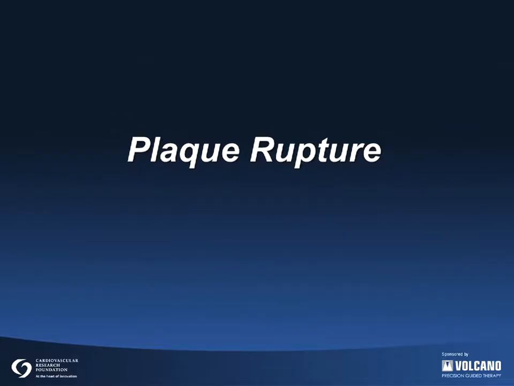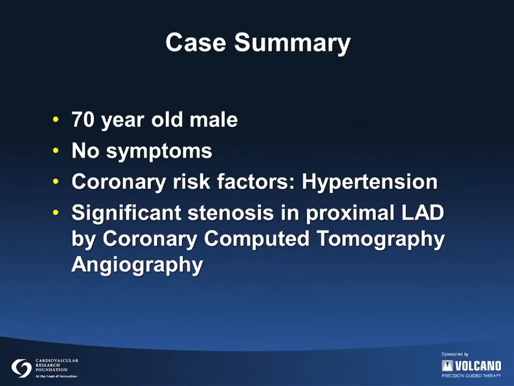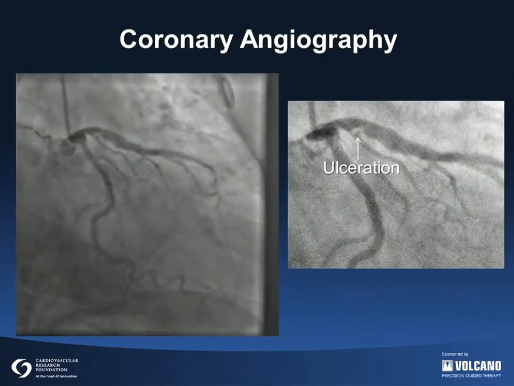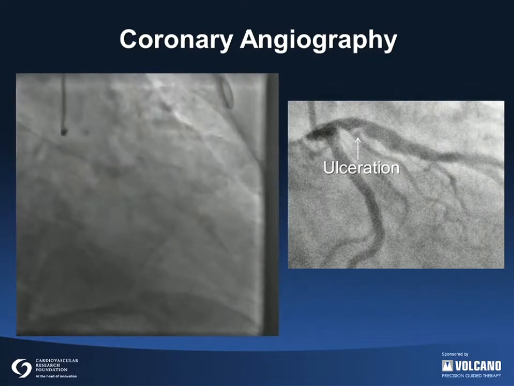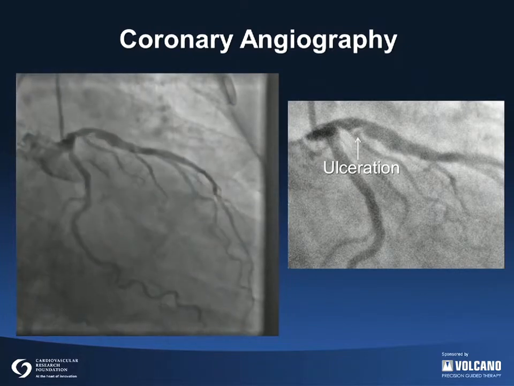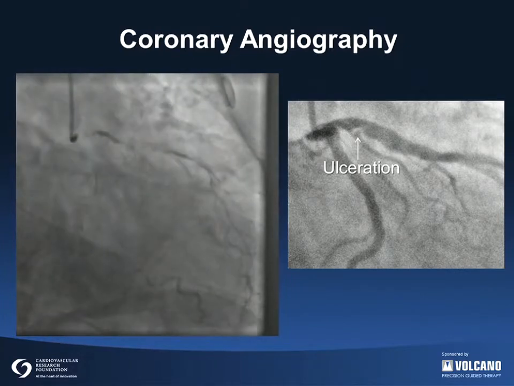This is an IVUS case illustration of a plaque rupture. A 70-year-old asymptomatic male was admitted to the hospital based on findings from coronary computed tomography angiography that showed a significant stenosis in the proximal left anterior descending artery. His only coronary risk factor was hypertension. The coronary angiogram shows a stenosis of approximately 70%, with an ulceration in the proximal LAD.